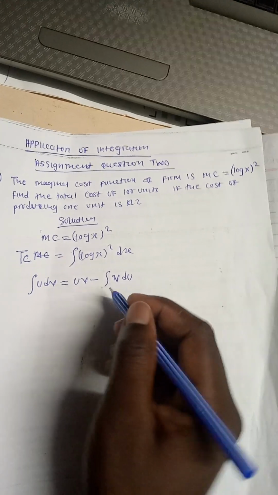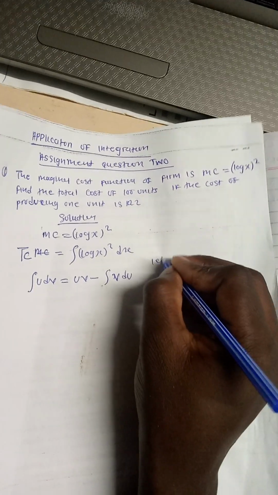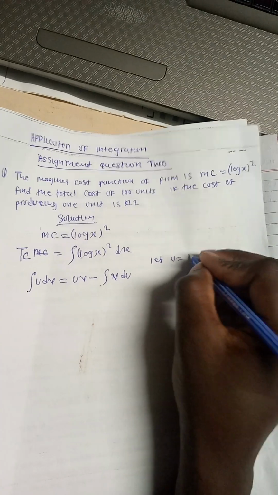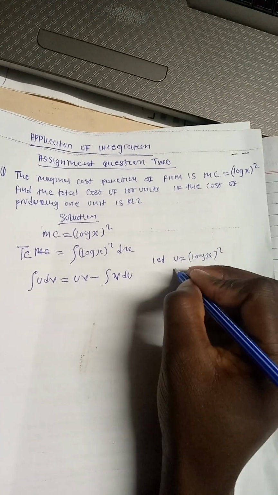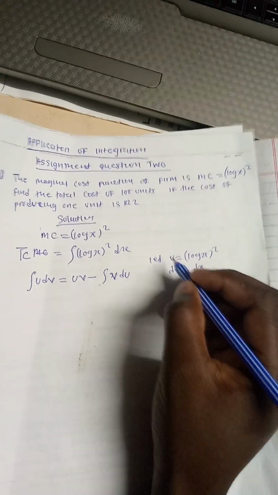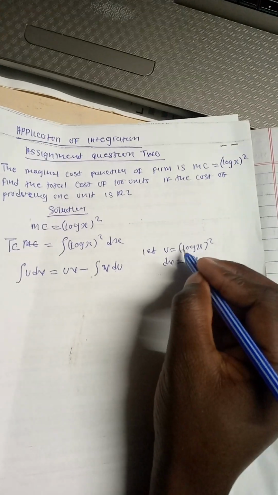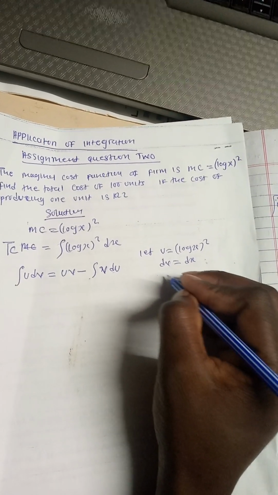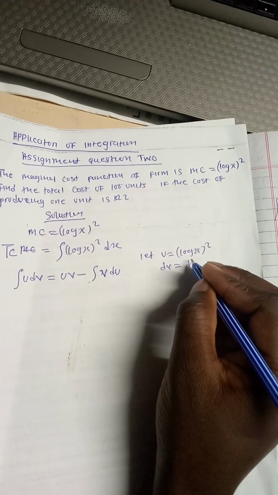Now, where are we getting these values, the u and v? We let our u be equal to (log x) squared, and we let our dv be equal to dx. So to find the du, we are supposed to differentiate this function. How are we going to differentiate it? It is simple.